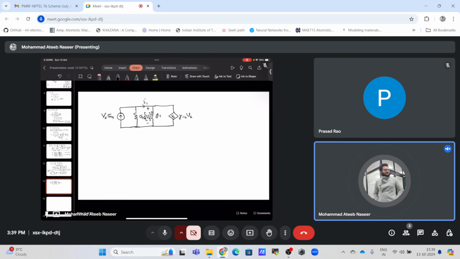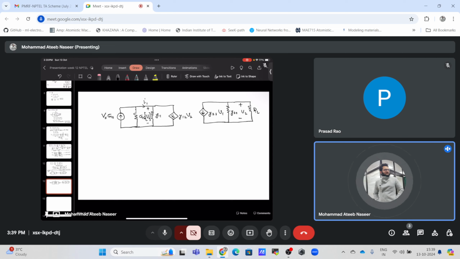Okay, this is V1. Similarly, we will have Y21, which is controlled by the voltage at terminal 1. This is Y22, with positive and negative V2. This is our load resistor. What we need to find out is the voltage gain. Voltage gain is simply V2 by Vs.